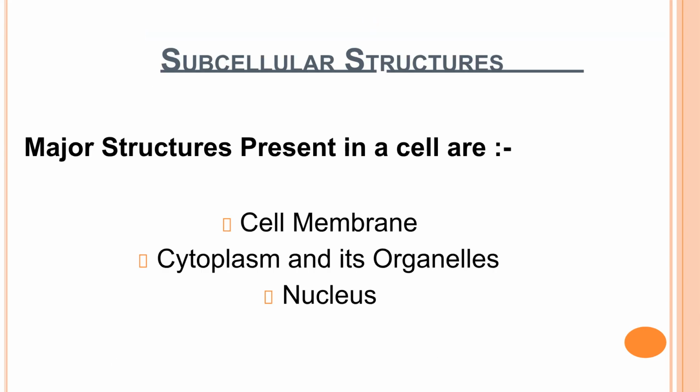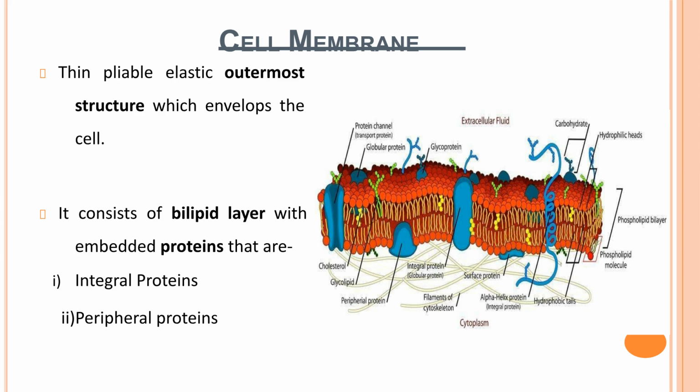The cell membrane is a thin, pliable, elastic, outermost structure that envelops the cell. It consists of a bilipid layer with embedded integral and peripheral proteins. Functions of the cell membrane include protection, digestion, and selective permeability. Non-polar molecules move rapidly, while polar molecules penetrate much more slowly. This property helps maintain components in the intracellular and extracellular fluid.